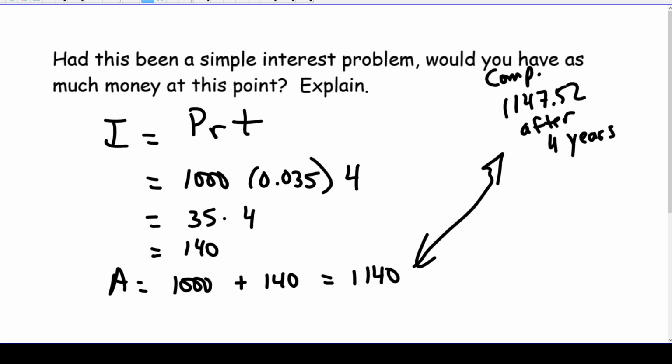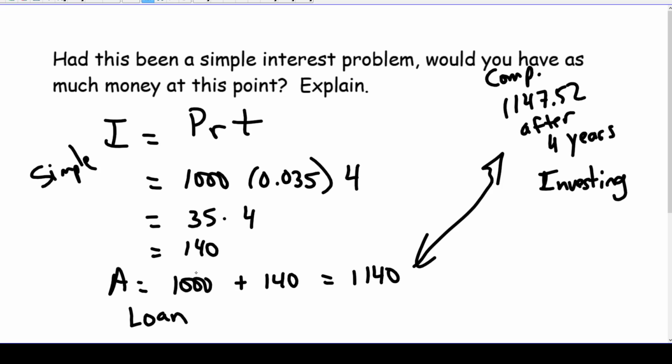Now compare those two values. It might not seem like much, $7.52. But that's after 4 years. If that interest keeps accumulating because of the compounding nature of it, it might be significantly more in 30 years, right? So the idea here is that simple interest is the best thing to have when you're borrowing money, but compound interest is the best thing to use when you're investing money.